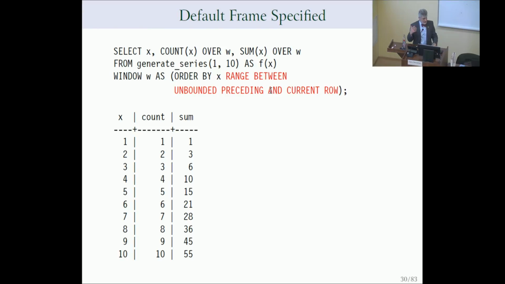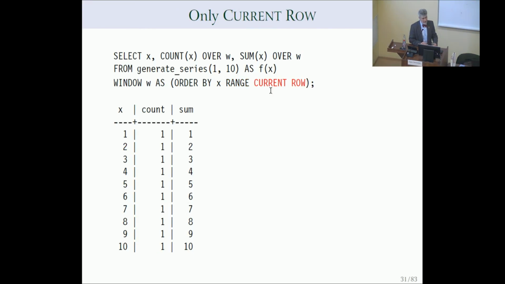Here's the same query with the defaults shown. And you can see we're in range mode, so effectively if I had duplicates, they would be treated as part of the current row, and again, unbounded preceding to current row. Okay. I can do order by X range current row to current row, and again, I get my numbers 1 to 10. Each row is counted once.